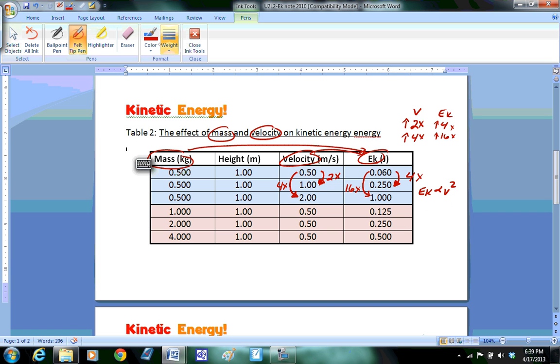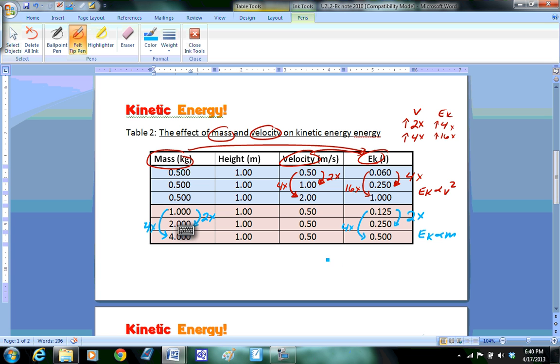Now, for the second part of the table, we're going to be looking at the effect of mass. So let's take a look at this. When my mass doubles, if you look at the EK, it looks like the EK is doubling as well. It's going up by 2. And when my mass goes up by a factor of 4, it looks like my EK goes up by a factor of 4. So for mass, there seems to be a direct relationship. It's directly proportional. So the EK is directly proportional to the mass.